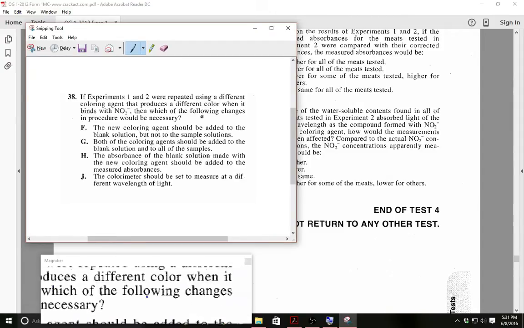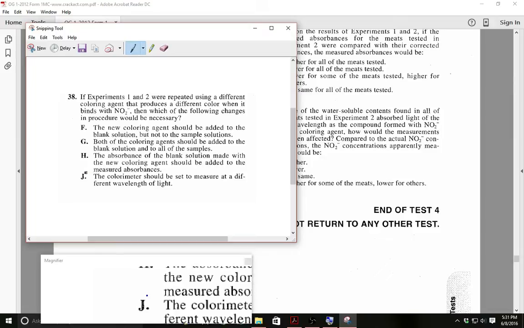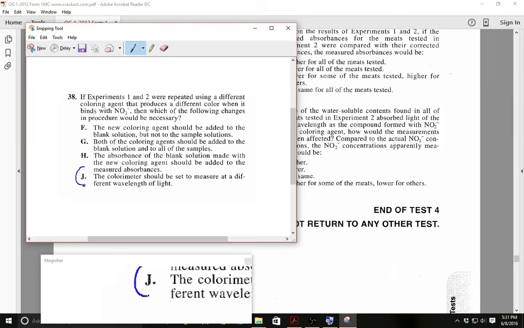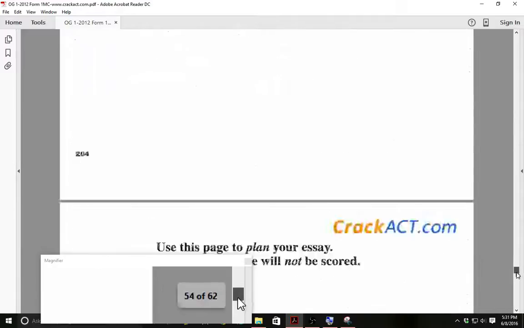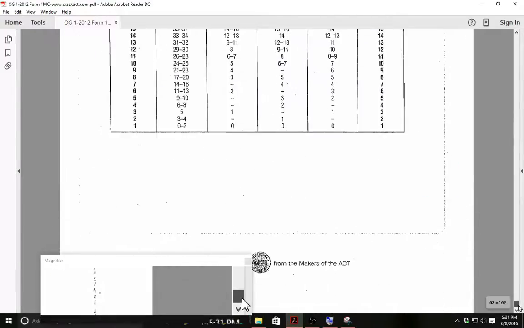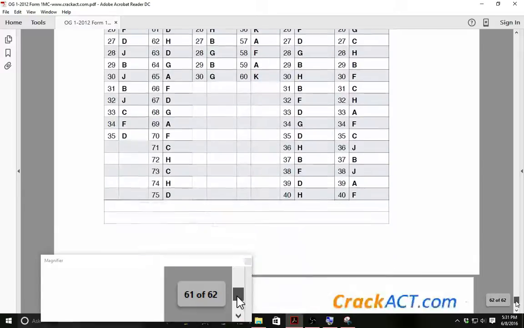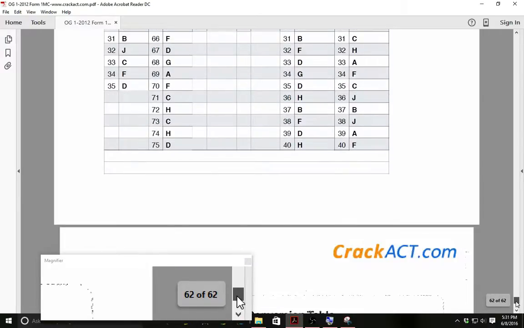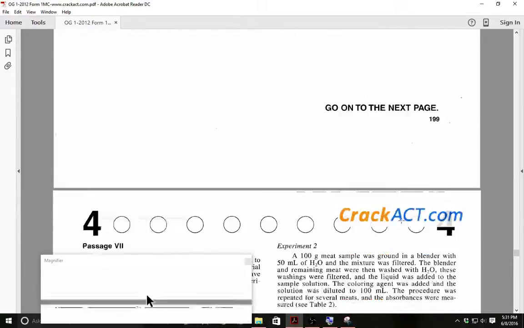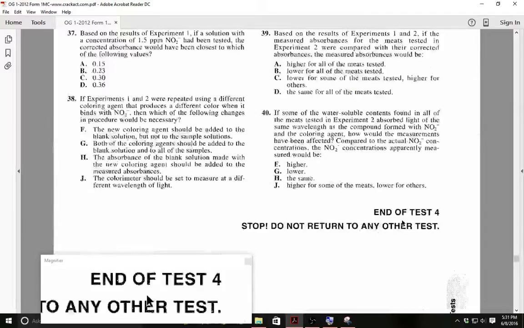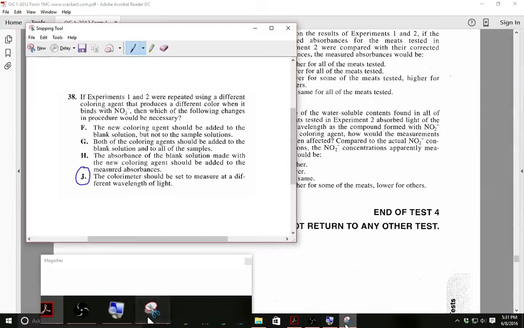If it produces a different color, I believe that the colorimeter should be set to measure at a different wavelength of light, and that should be the only change. Let's look at it. The answer for number 38 is J. I was right. All the other answers are gibberish.